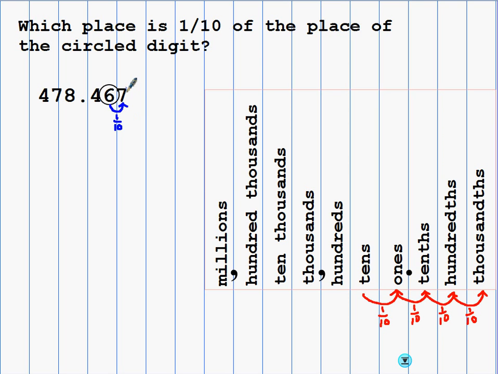Okay, so my 7 right here, if I look at my place value chart, moving 3 places to the right from my decimal, I can see that that 7 is in the thousandths place. So the place that is 1/10 of my circle digit would be the thousandths place. Make sure you include the TH there.